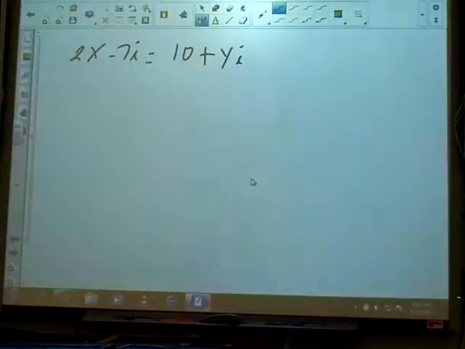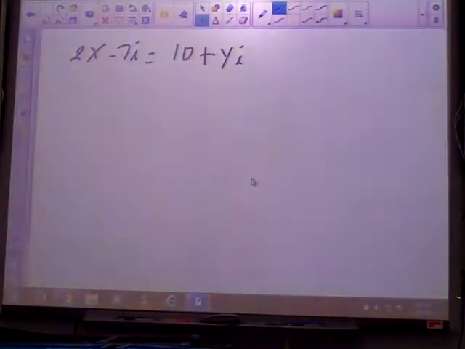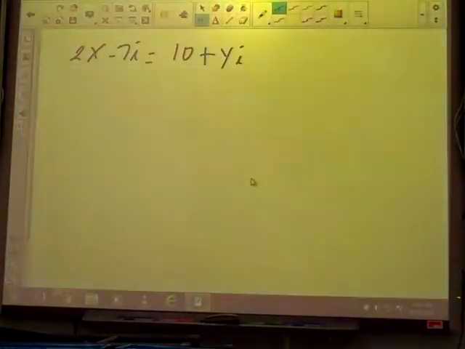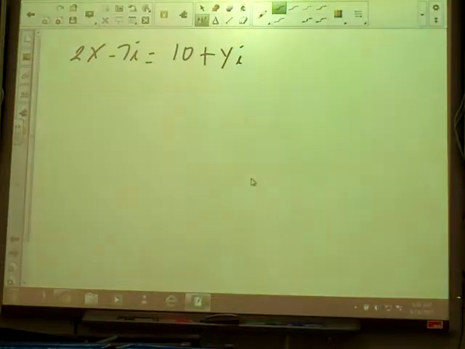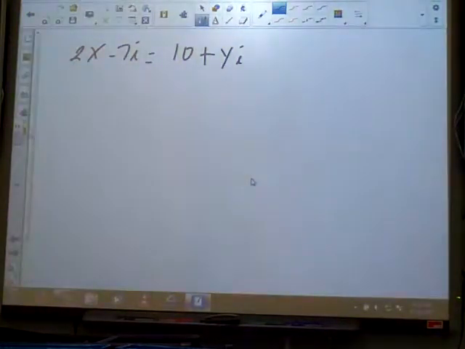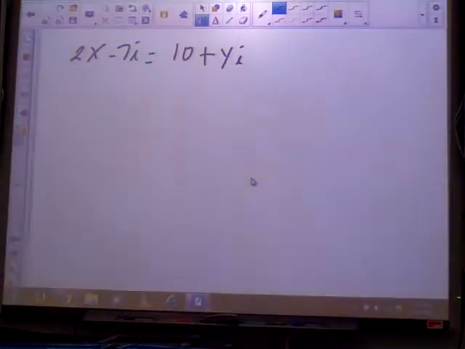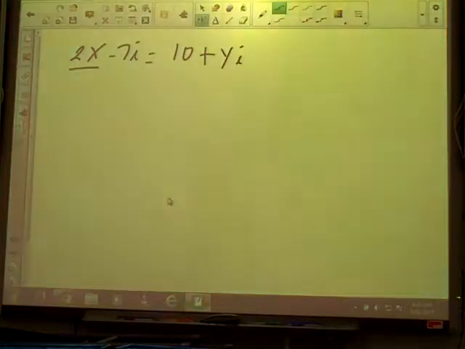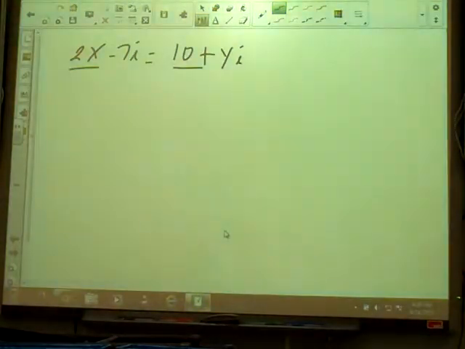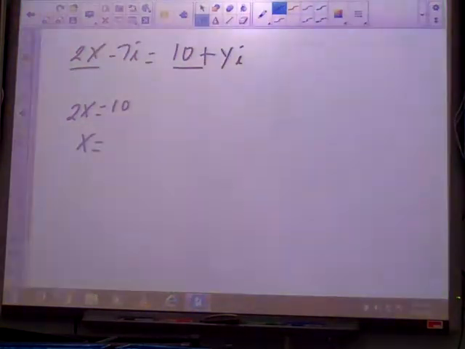What we're going to do on this, we've got a part of this equation that's real, because it doesn't have i's in it. And then we've got a part that's imaginary, because it has i's. So we're going to solve the real equation, and then we're going to solve the imaginary equation. So my real equation, that doesn't have an i, and that doesn't have an i, right? So I know 2x is equal to 10, which means x is 5.